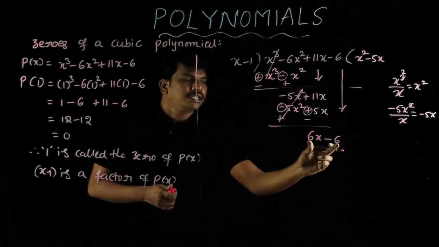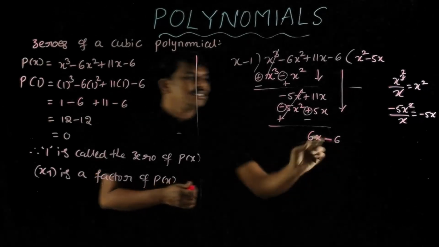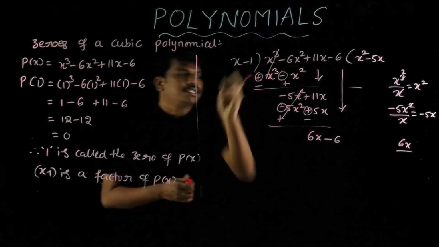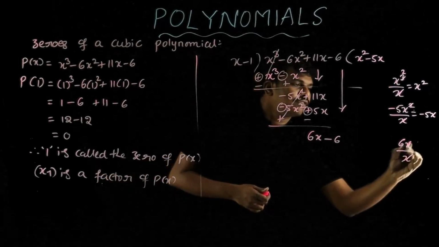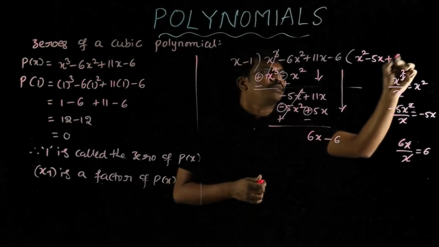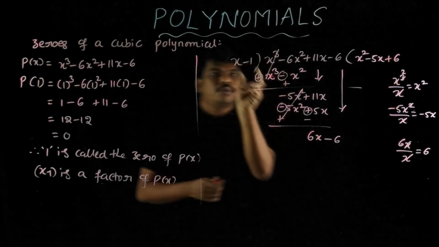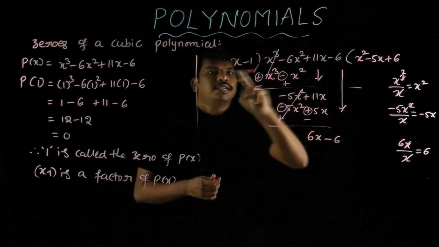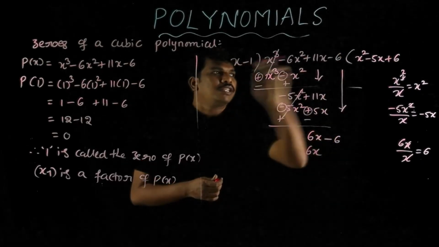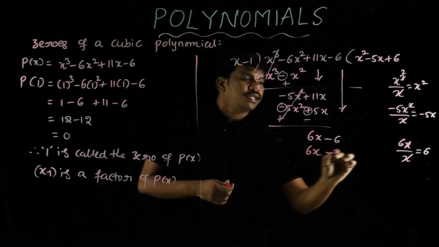Now the highest degree term in the new dividend is 6x, and the highest degree term in the divisor is x. X will get cancelled. The result is 6. That is our new quotient term, that is plus 6. Now multiply x minus 1 with 6. X into 6 is 6x. Minus 1 into plus 6 is minus 6.